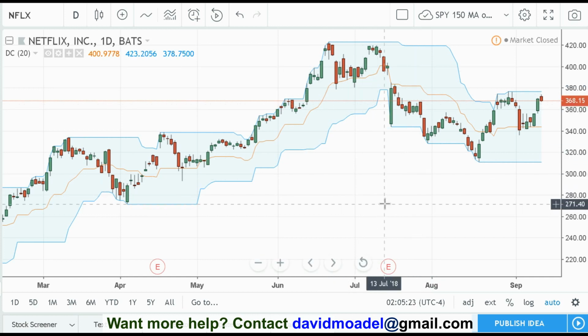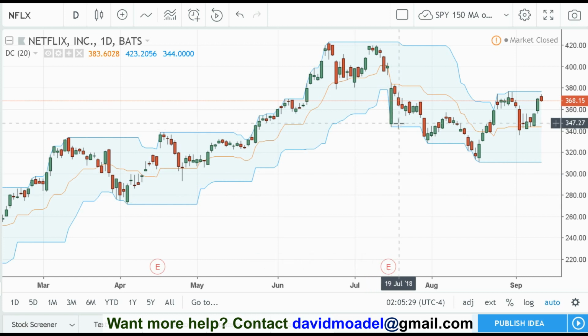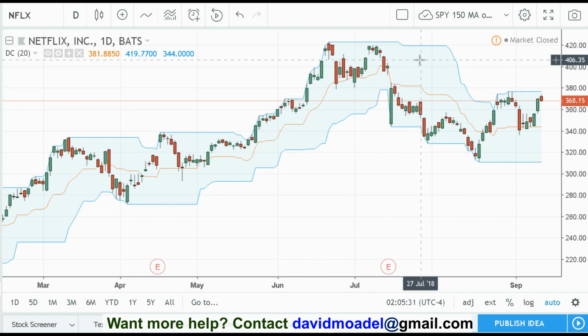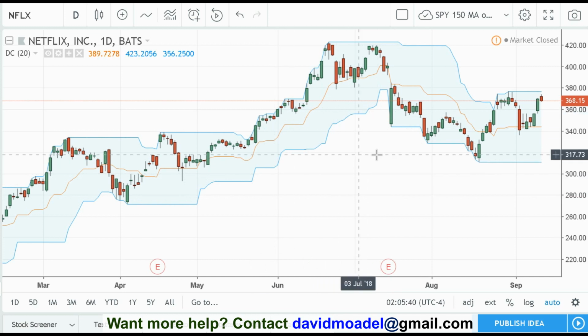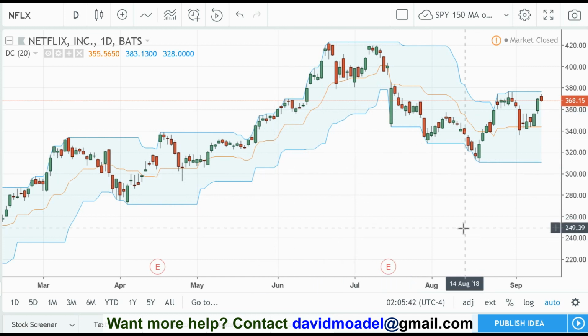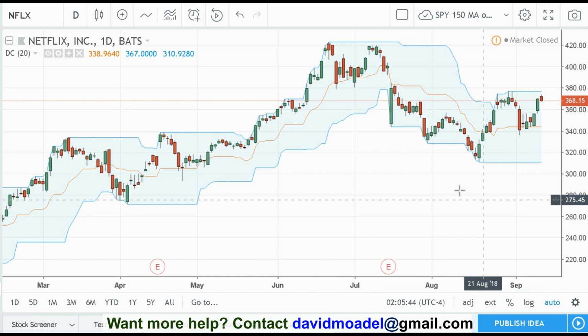I view these a lot like the Bollinger Bands and Keltner channels. I'm more of a contrarian trader and investor. I'm not likely to buy something at a high price or short something or sell it at a low price. I'd rather buy something at a lower price. And so I tend to treat these more like the Bollinger Bands. I know they're not the same as the Bollinger Bands, but that's how I tend to view them.